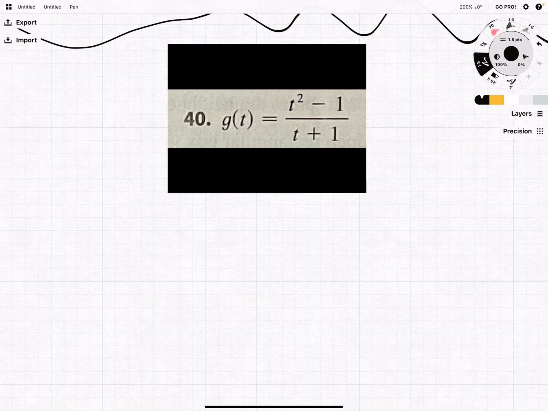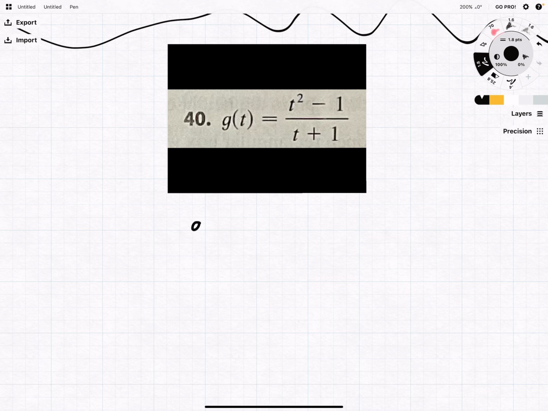This is Stewart Calculus 8th edition, section 1.1, problem 40. In this problem set, they're asking us to find the domain and sketch the graph of the function. So this function here, g of t equals t squared minus 1 all over t plus 1. Kind of an interesting function because there's a lot of variables and it's a fraction and everything, but for the most part, it behaves just like a normal line. That's something kind of interesting about this, and we'll go over that.